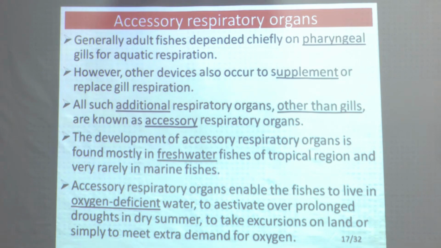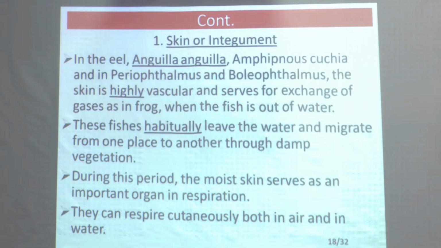So, what are the functions? The first one: this type of accessory respiratory organ will help them to live in oxygen deficient water, to survive prolonged drought in summer, that is due to insufficient water, to take short excursions on land, to go from one place to another, or simply to meet extra demand of oxygen. Okay.